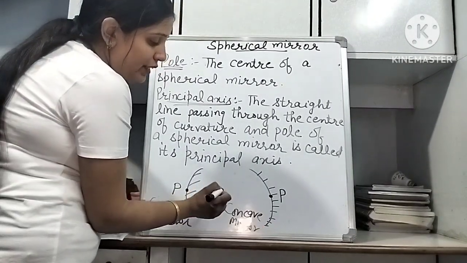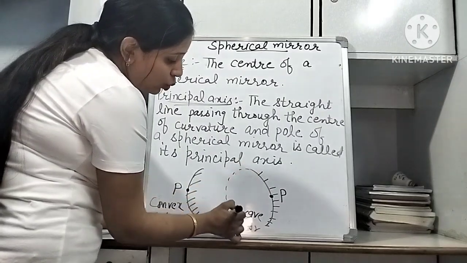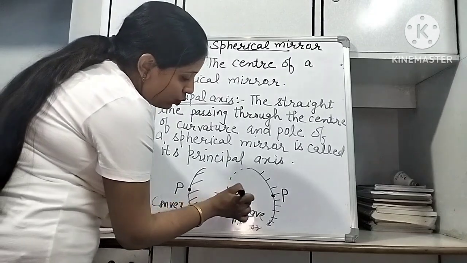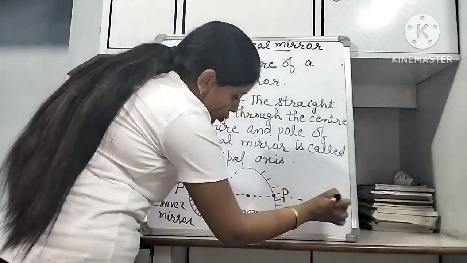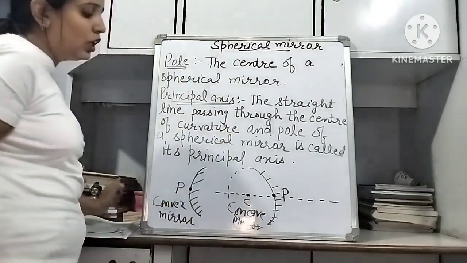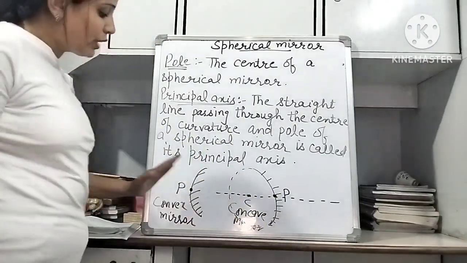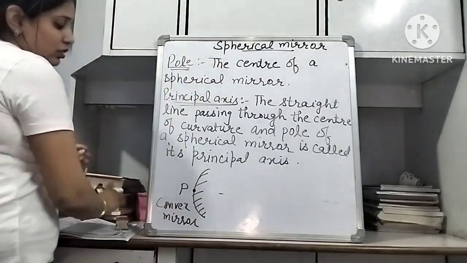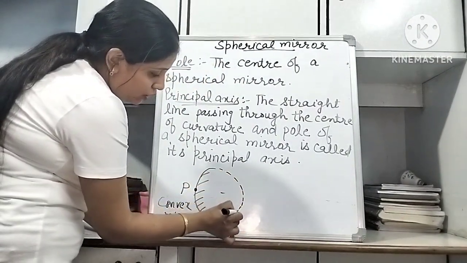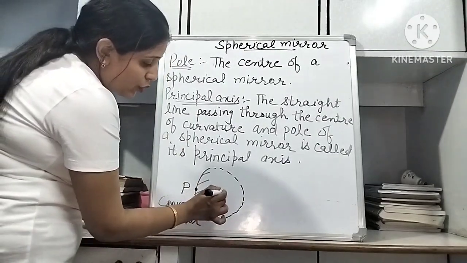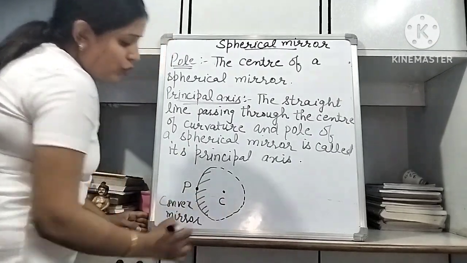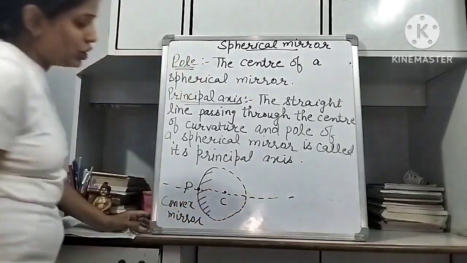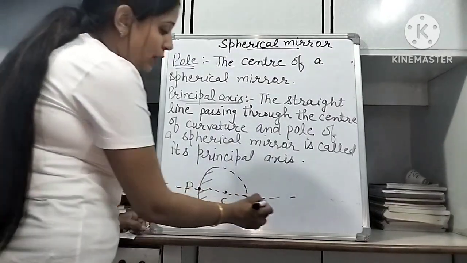For example, this spherical mirror is made up of this hollow sphere. So its center of curvature is here. The straight line which passes through these two points, the center of curvature and the pole, is known as the principal axis. And in this mirror, which is made up of this hollow sphere, the center of this sphere is known as the center of curvature, and the straight line which passes through the pole and the center of curvature is known as the principal axis.